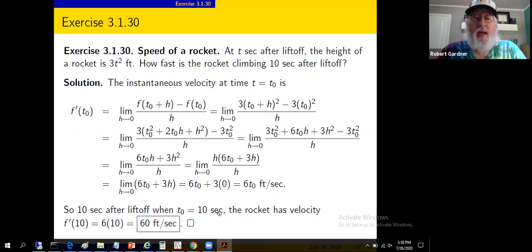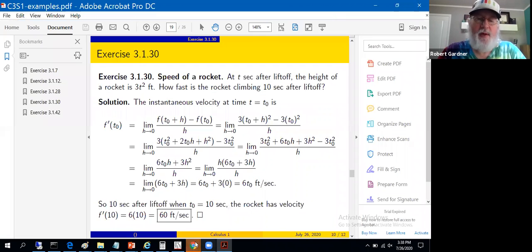So there's using derivatives to find velocity functions. As time goes by, that velocity is going to get bigger and bigger. So the rocket's going faster and faster. Yeah, it's accelerating, is what's happening. And we'll talk about acceleration here shortly as well.